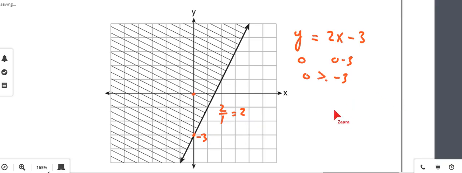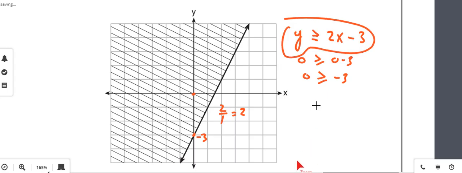I say 0 is greater than negative 3. So this sign would go here. So the inequality is y is greater than or equal to 2x minus 3.